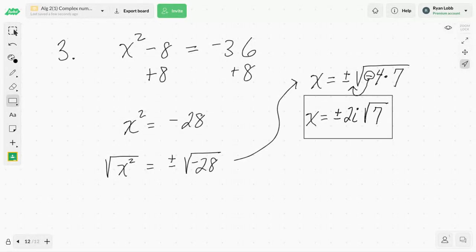Just the one thing here, be careful. Make note of it. Don't put the 2i in front of the plus and minus. Simplify this first, write it down, then put the plus and minus. That'll take care of you maybe messing something up there, okay?